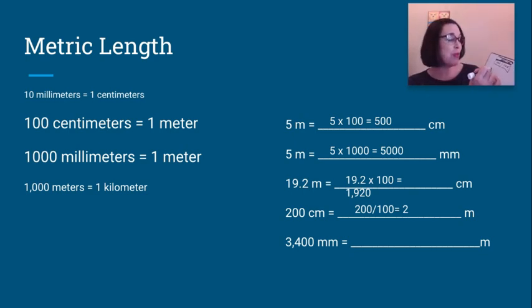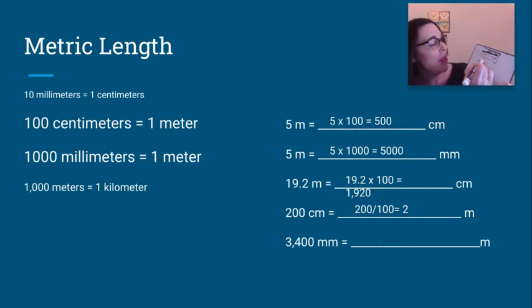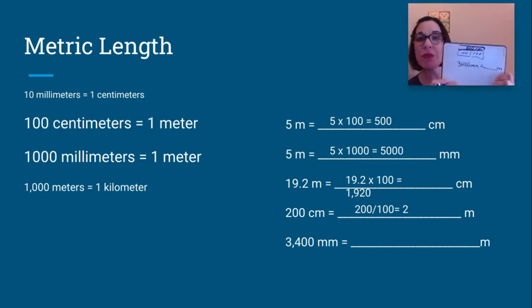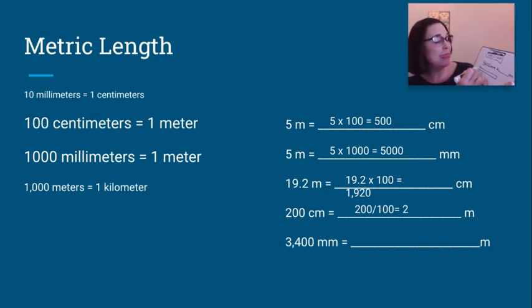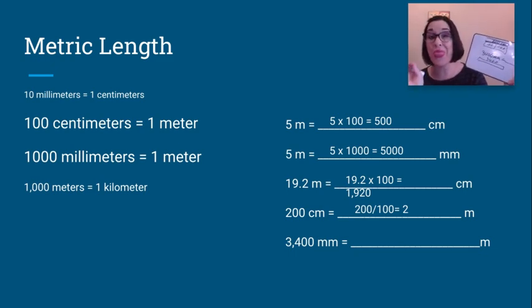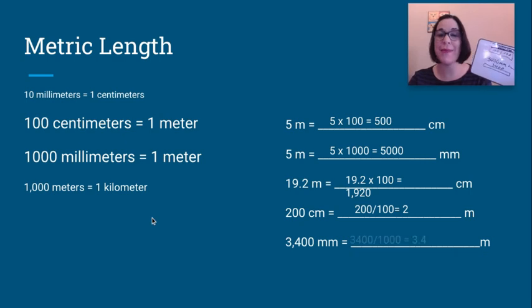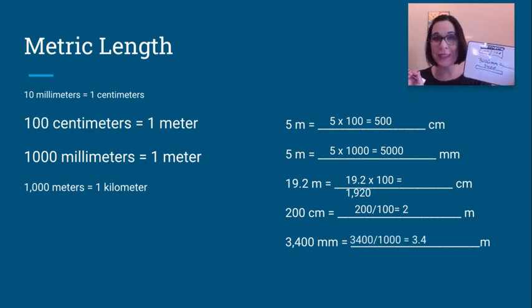This time we have 3,400 millimeters, 3,400 gift cards stacked up. We're looking at the depth of each one is 1 millimeter. And I want to know how many meters that's going to be. So I look at my chart. I know my total distance here is 3,400. How many groups of 1,000 will that be? 3 4/10 of a meter.